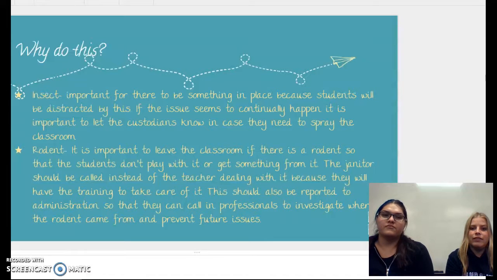And then, like we said before, just make sure you're talking to administration about this, just to make sure that it's not an issue in other classrooms, and you guys can get to the bottom of the situation.